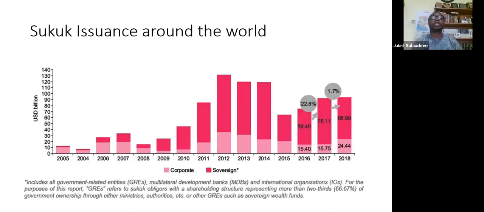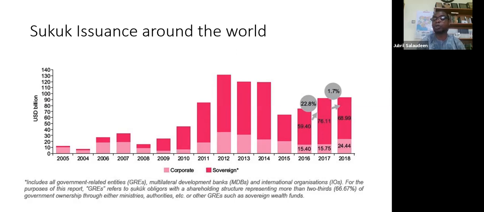Now, this is sukuk issuance around the world from 2005 to 2018, in billions of dollars. This includes all government-related entities, multilateral development banks, and international organizations. For the purpose of this report, government-related agencies refers to sukuk obligors with a shareholding structure representing more than one-third government ownership, through either ministries, authorities, etc. So this is the way sukuk has gone around the world.